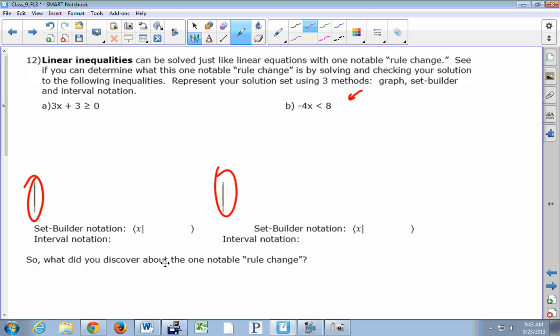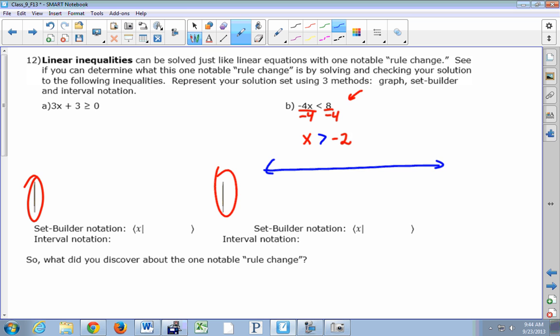Okay, so we divide both sides by -4, and we get x on our left side, and we get -2 on our right side. But there's an important change we've got to remember. We change the direction of our inequality. So what was less than now becomes greater than.